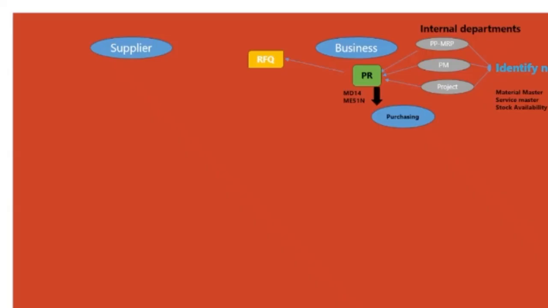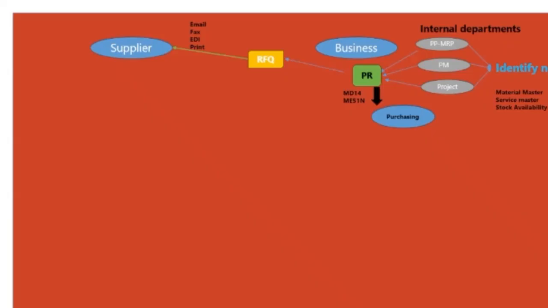The RFQ is sent through various output processes. You can send it through email, fax, EDI, or print. You can also upload the RFQs on your supplier website. A request for quotation is a formal request by your purchasing organization to a vendor to submit a quotation for the supply of materials or performance of services.